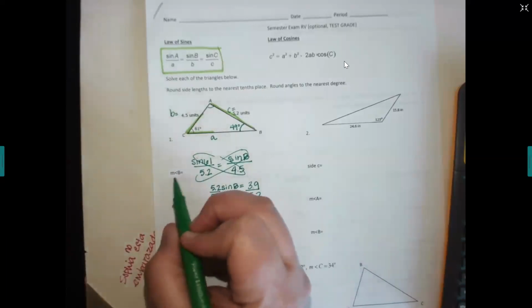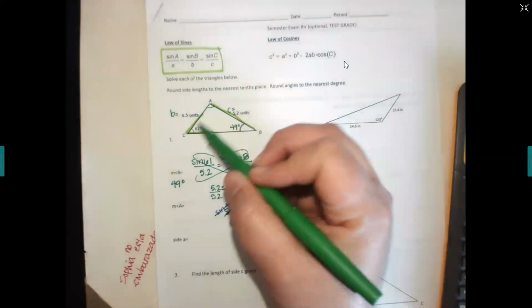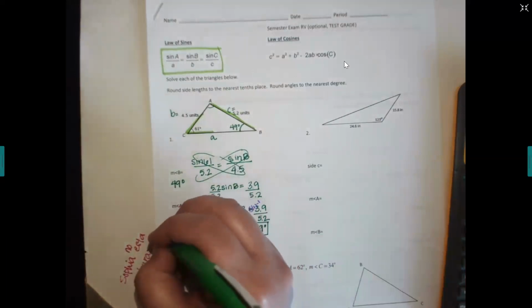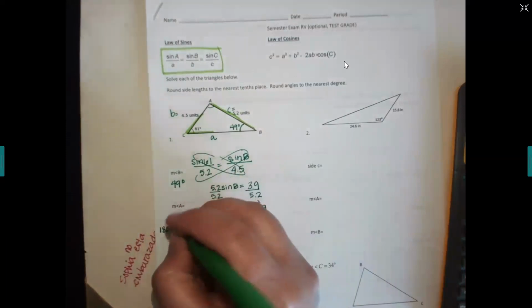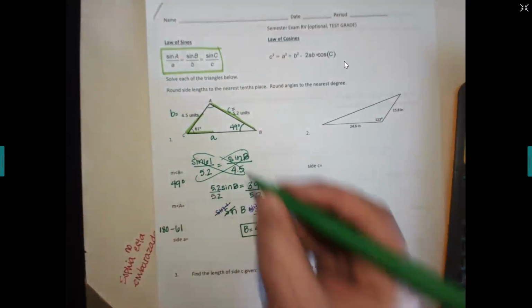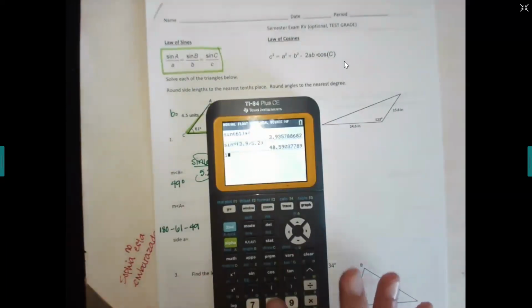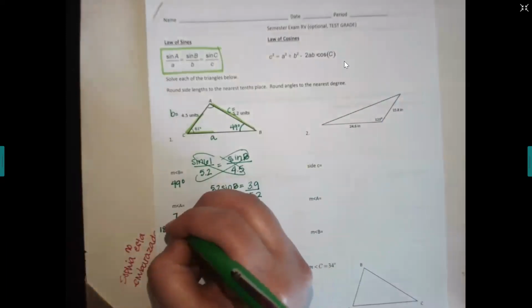Okay, so then you'll notice we have measure B, it was 49 degrees. Well, then now they want us to find the measure of angle A. Remember that all three of these angles add up to 180. So to find the measure of angle A, I'm going to do 180 minus the 61 degrees that I had already, minus the 49 degrees that I just found, and then whatever's left over, that's going to be angle A. So they all add to 180 minus the 61 minus the 49. I know my remaining angle is 70 degrees.